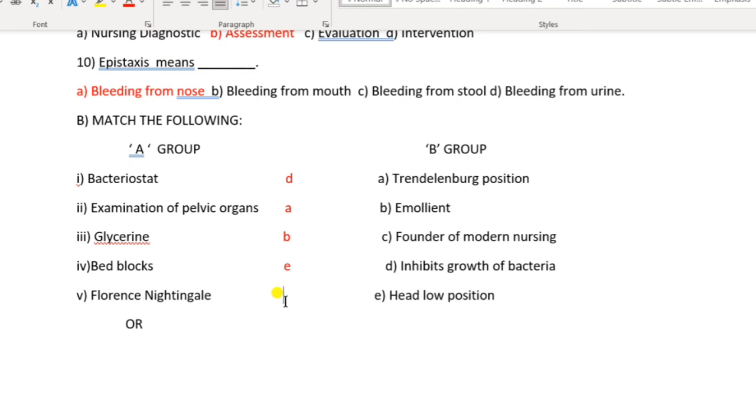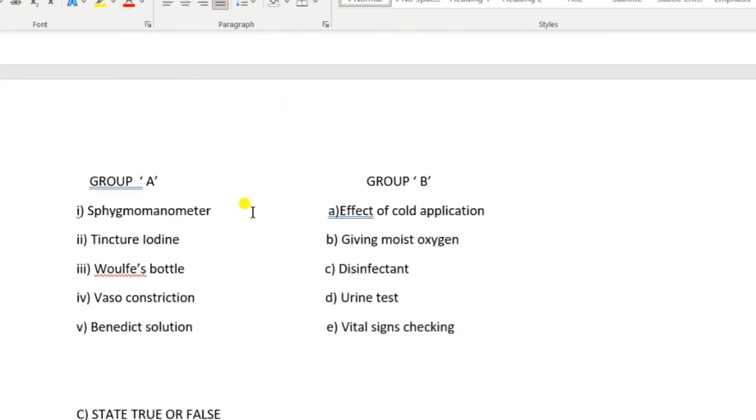Florence Nightingale is called the founder of modern nursing. Then next, match the following. Option 1, group A, sphygmomanometer. Sphygmomanometer is another name for BP apparatus, and it is used while taking the blood pressure of the patients. That is vital signs checking, option E. Vital signs means temperature, pulse, respiration and blood pressure.